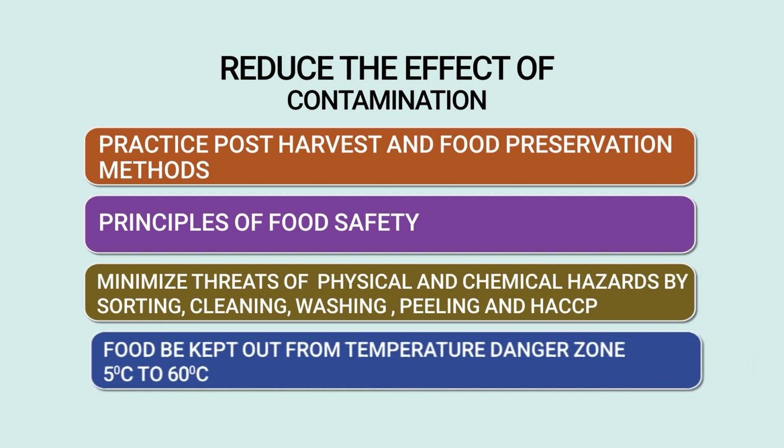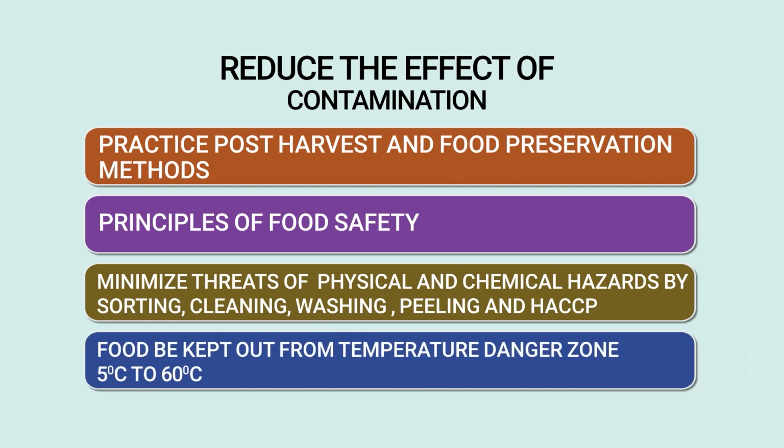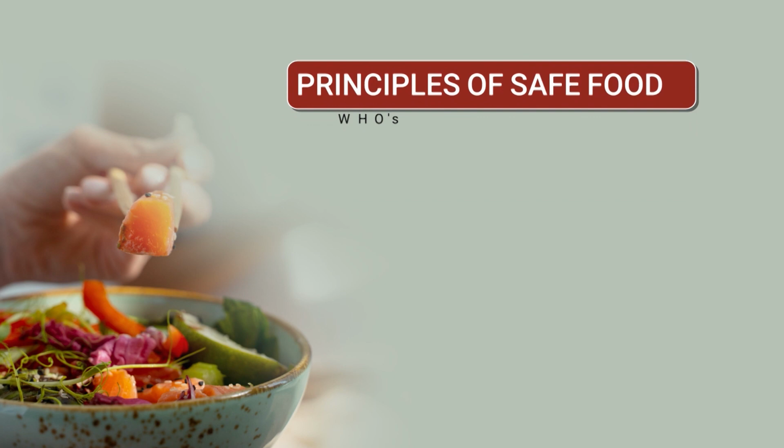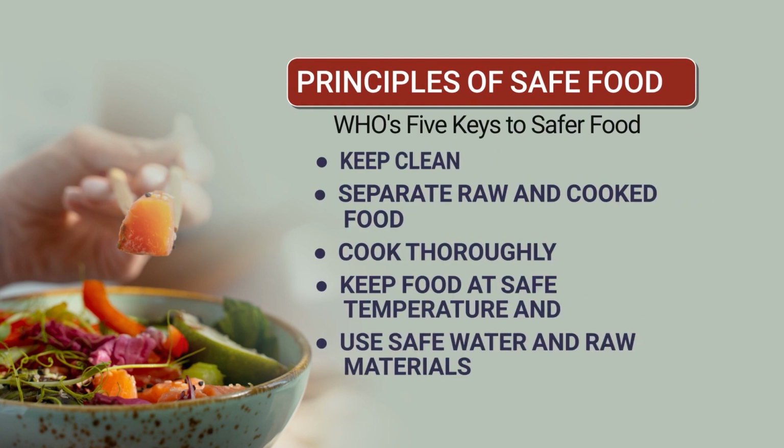Food should be kept away from the temperature danger zone, that is 5 to 60 degrees centigrade. Now we come to the principles of safe food. There are 5 main principles. First is keep clean, separate raw and cooked food, cook thoroughly, keep food at safe temperature, and use safe water and raw materials. So these are the 5 keys, and this can be applied at the home level, at the factory level, at the hotels, or at any point.